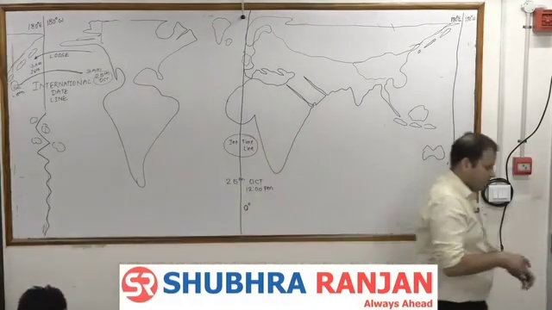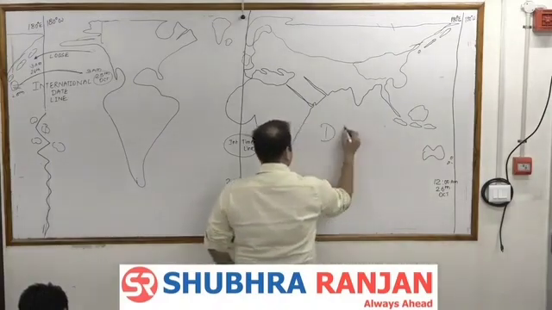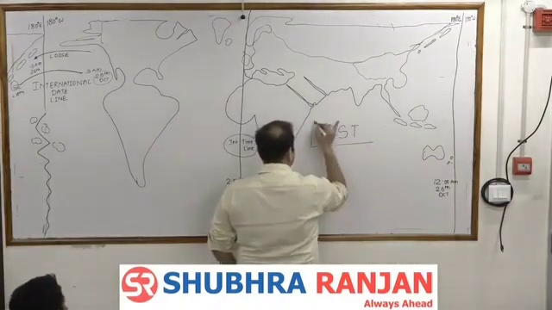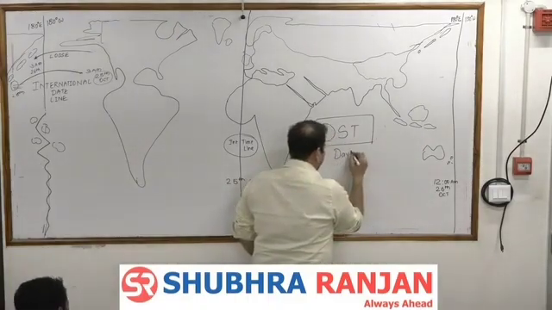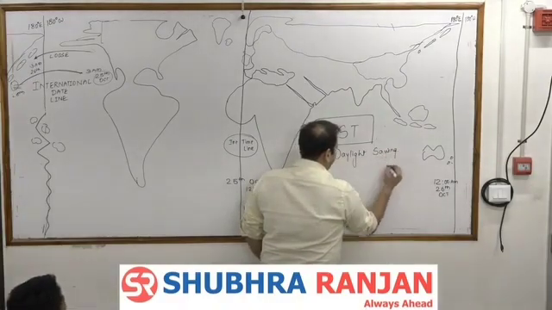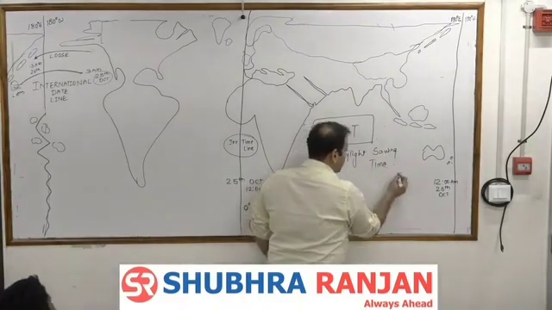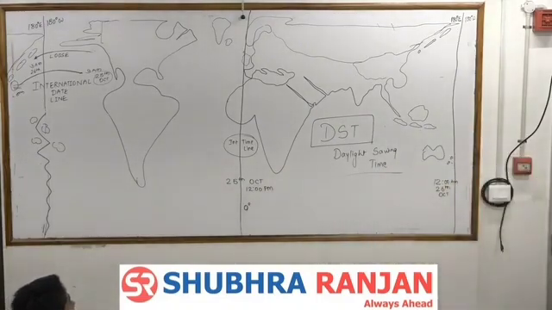Next concept. DST. What is DST? Earlier, Nokia mobiles used to have DST: do you want to switch on the DST or not? So what is daylight saving time? Nokia belongs to which country? Finland. There sunlight is less.